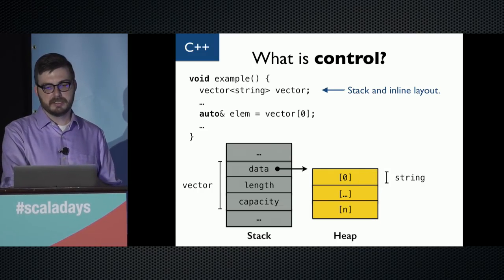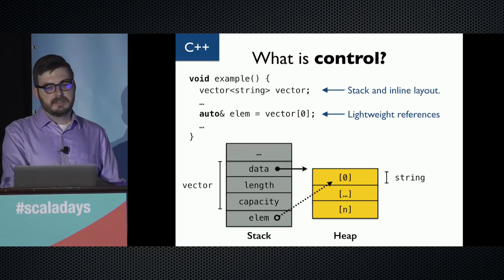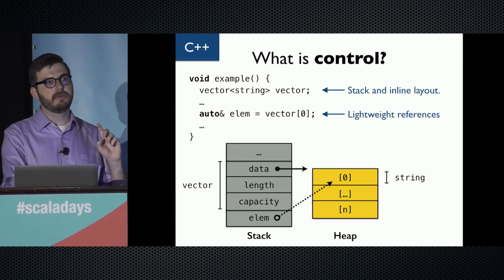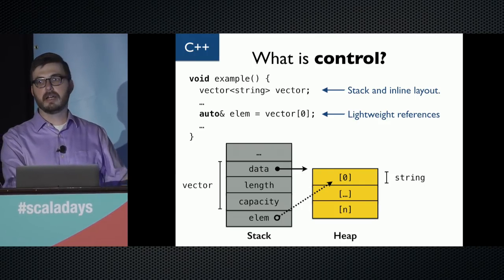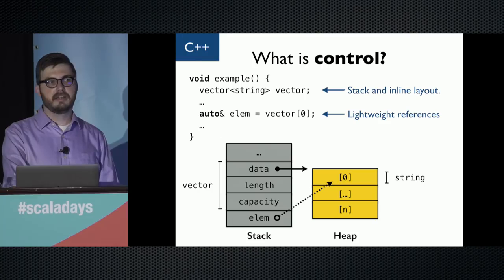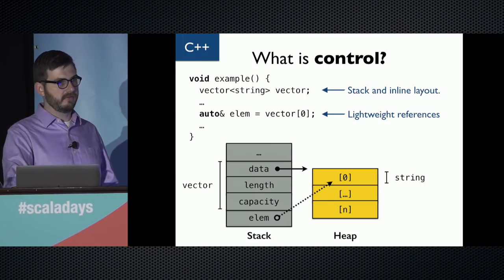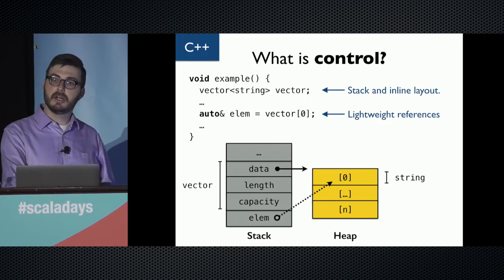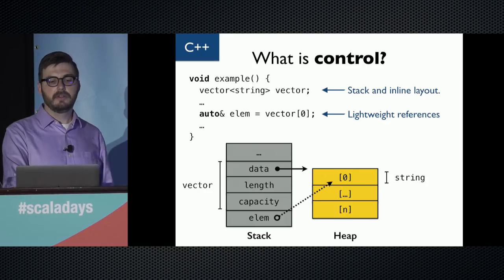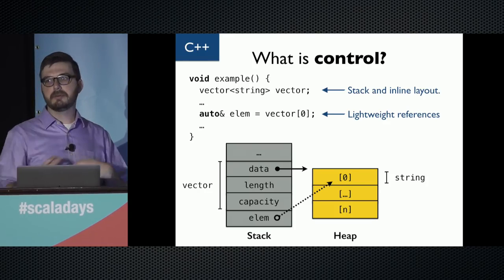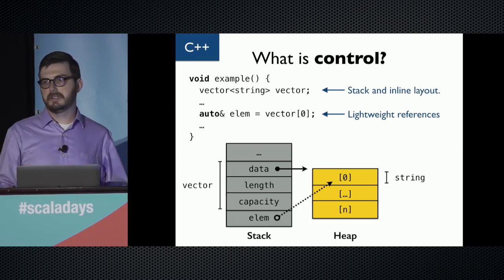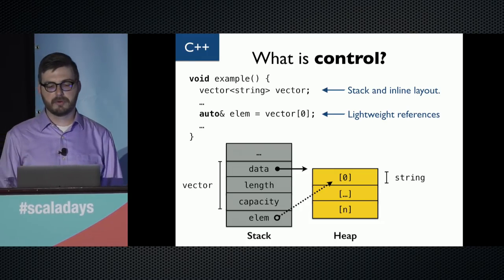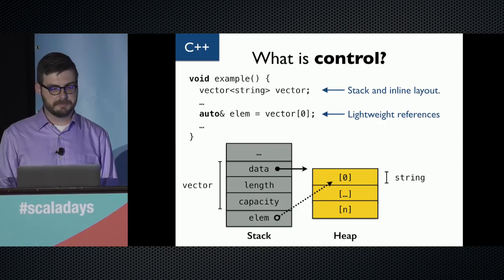Another interesting thing that C++ gives you is lightweight references. So what I mean by that is the ability to point directly into the middle of an object without copying anything out. Again, if you know C or C++, this is kind of an obvious thing. But in most garbage-collected high-level languages, you can't really do this. Instead, you're having to copy data out of an object every time you want to point into it. And again, this kind of thing has important performance ramifications.